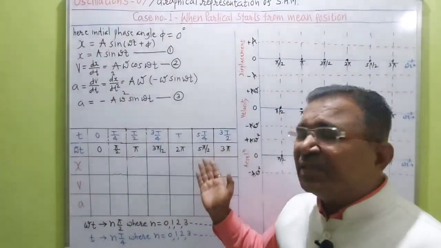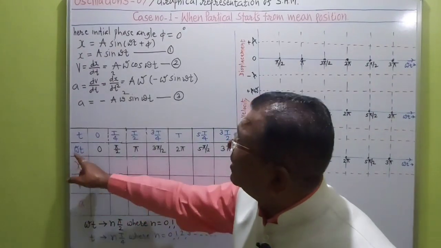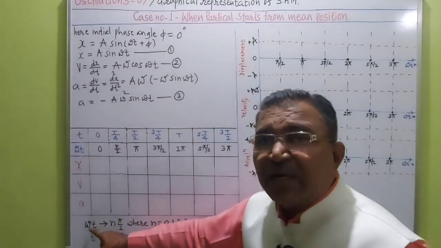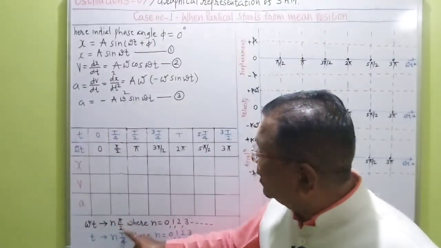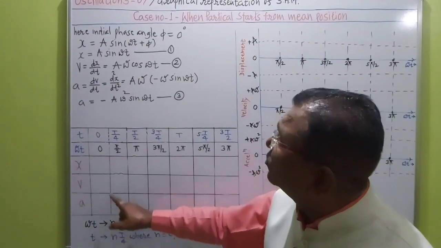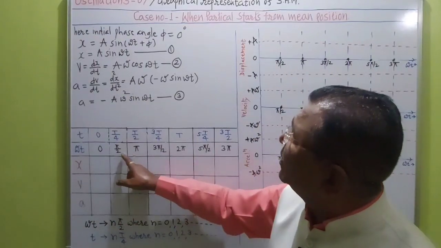How can we remember this? See here, I have written a hint. Omega t stands for n pi by 2, where n is equal to 0. Put 0 here: 0 pi by 2, we get 0. Then put 1: 1 pi by 2, we get pi by 2.